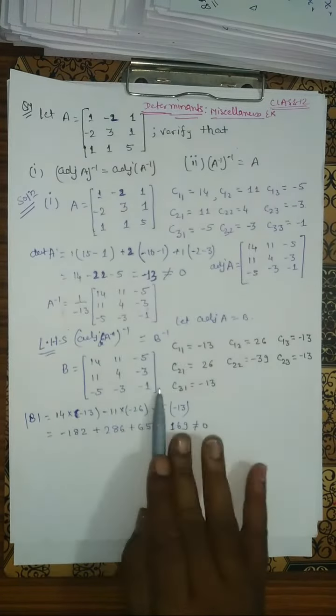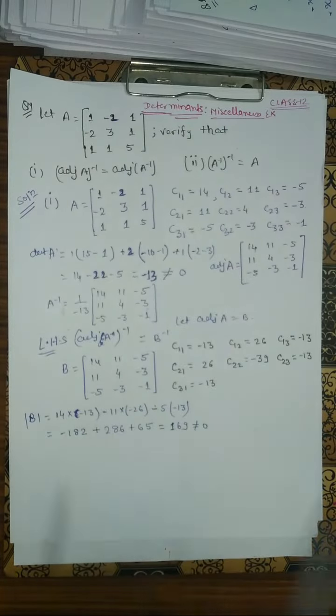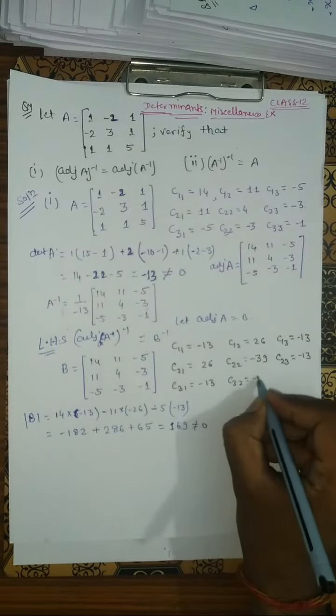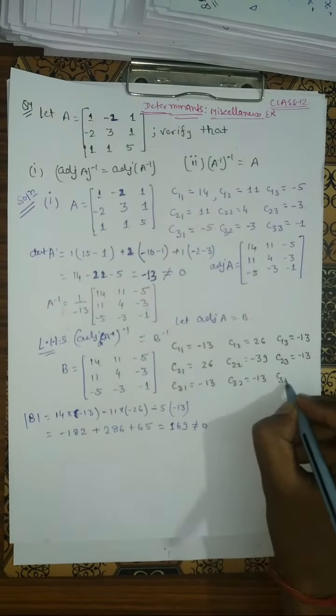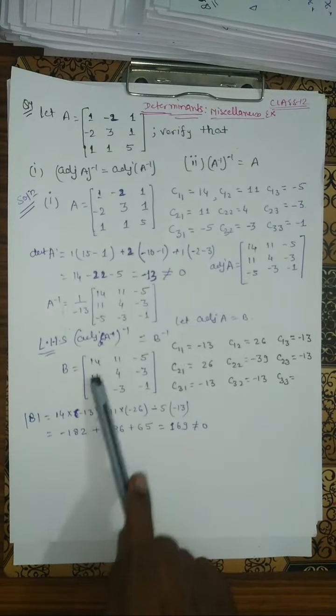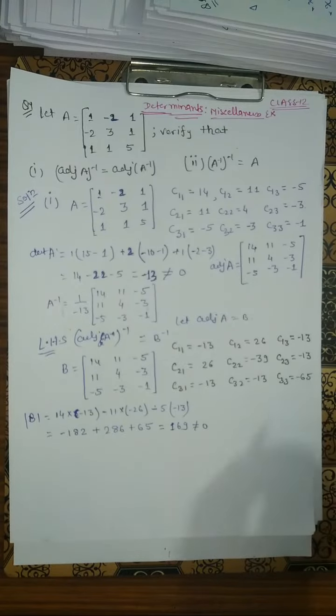Now बच्चों, for this element: minus 42 minus minus plus 55. So 55 minus 42 is 13, but here it is odd, so minus 13. And for C33, 56 minus 121, so minus 65.